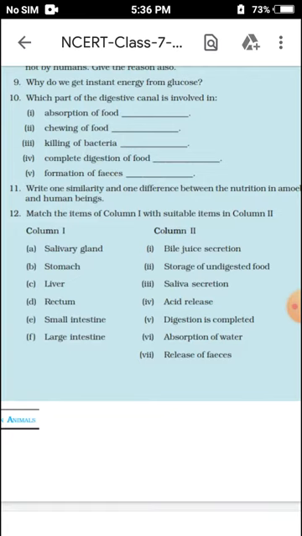Then we have, write one similarity and one difference between the nutrition in amoeba and human beings. Similarity: both amoeba and human beings follow the holozoic type of nutrition. Difference: humans take food through the buccal cavity, while the amoeba's food is ingested through pseudopodia.